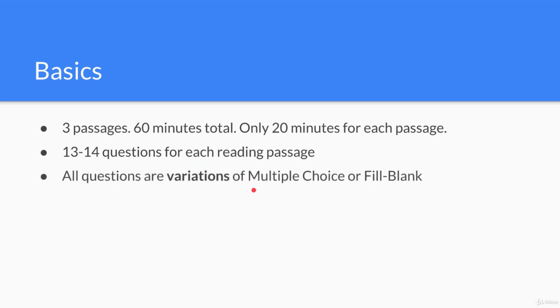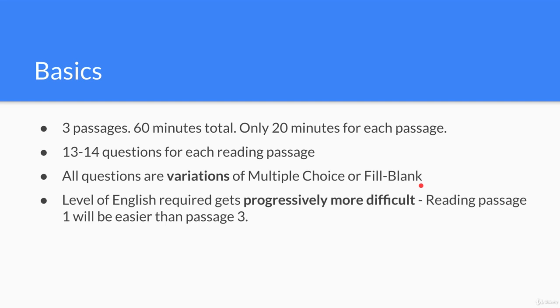Now, here's the cool thing about the reading test. You're going to see so many different types of questions, but actually, all those different types of questions are simply different variations of 2 basic types of questions. The 2 basic types of questions are the multiple choice question and the fill in the blank question. In the next video, I'm going to be showing you all the different types of questions that you can expect to see on the reading test. But keep in mind that all these different questions are just variations of either a multiple choice question or a fill in the blank question.